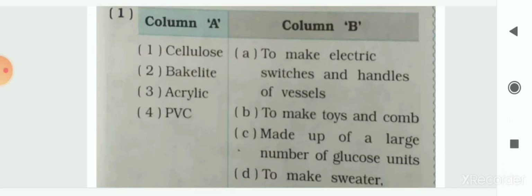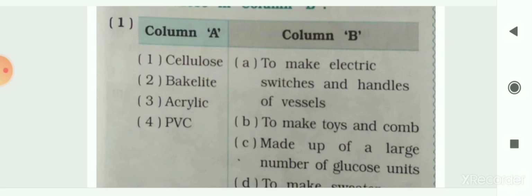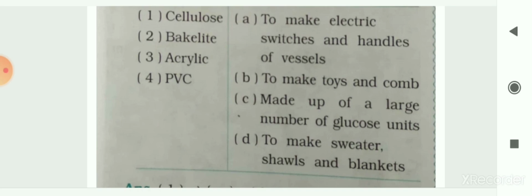Next question, question 8, is match the following. In column A, it is given to you: cellulose, bakelite, acrylic and PVC. And in column B, some of the uses or properties are given. So first one is cellulose. It is made up of a large number of glucose units. Many glucose units joined or combined together form the cellulose. So your answer will be C.